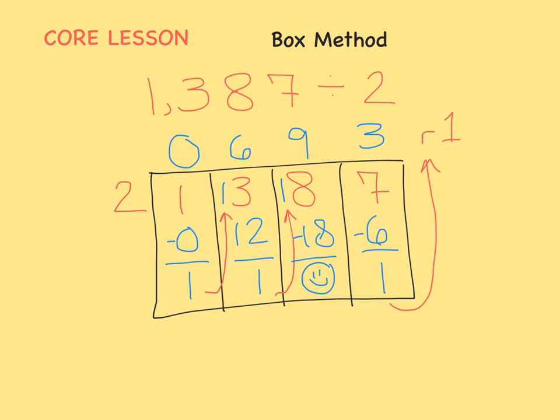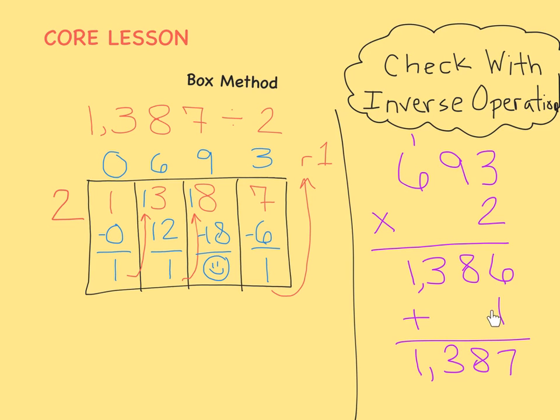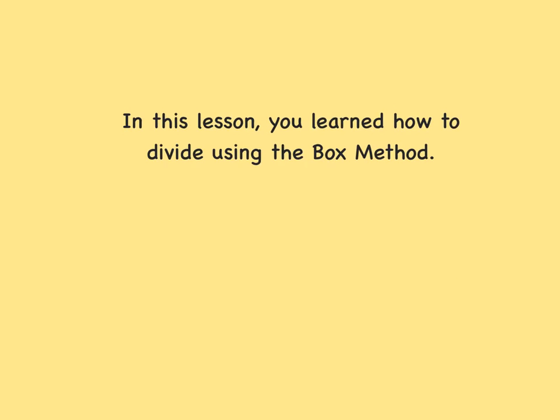How can we be sure that's right? Check with inverse operation, of course. 693 times 2 equals 1,386. But wait, that doesn't match. Oh, that's right, we still need to add that remainder as well. When we add our remainder of 1, it does equal 1,387. So it worked. Our answer was correct. 693 with a remainder of 1. In this lesson, you learned how to divide using the box method.